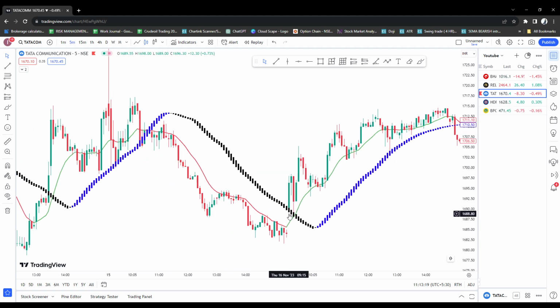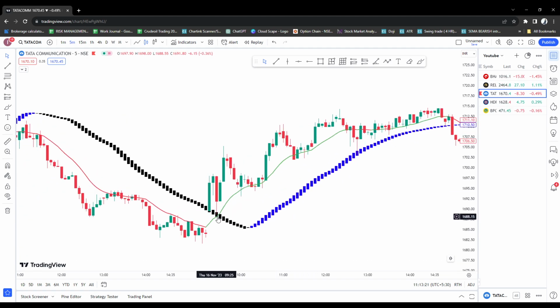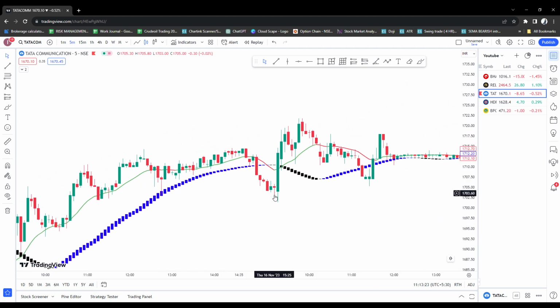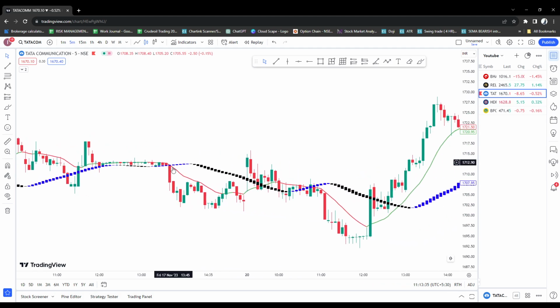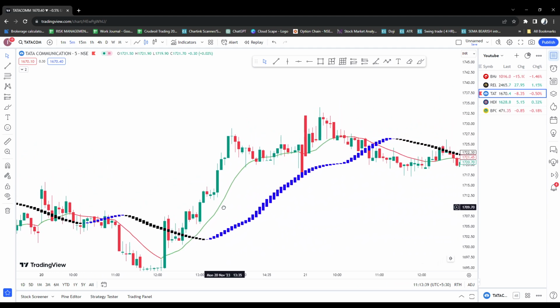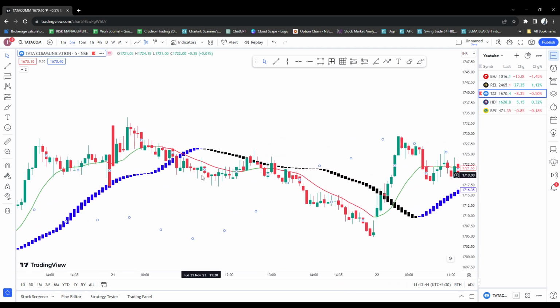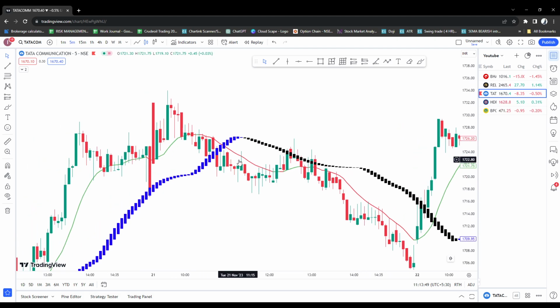Okay, so let's see. First crossover, no blue candle on Heikin-Ashi, we ignore it. No crossover. This is a crossover, but there is no blue candle. This is a crossover, but there is no black candle rejection. This is a crossover, there is no rejection from the Heikin-Ashi. Okay, this is a crossover again. This is a crossover, no rejection.